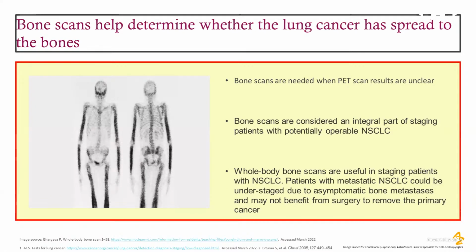Another imaging is the bone scan. Bone scans are only indicated when PET scan results are unclear. Bone scans are considered an integral part of staging patients with potentially operable non-small cell lung carcinoma. Whole body bone scans are useful in staging patients with non-small cell lung carcinoma. Patients with metastatic non-small cell lung carcinoma could be understaged due to asymptomatic bone metastasis and may not benefit from surgery to remove the primary disease.